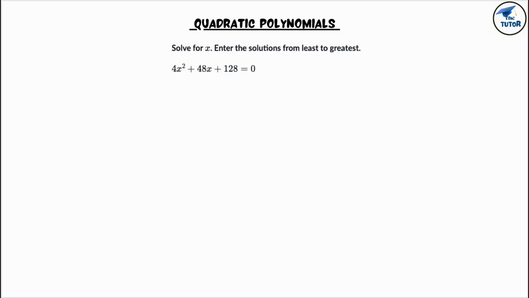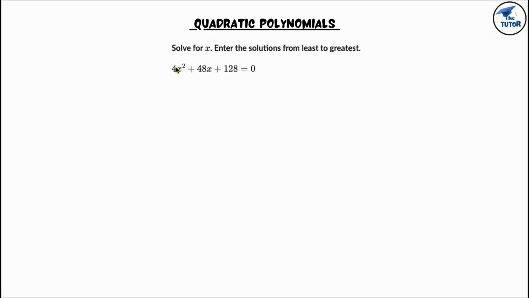Here we are going to solve a quadratic polynomial using the factor method. We will be factorizing this polynomial and we'll try to get the values of x, or the variable. So here you've got 4x squared plus 48x plus 128 equal to 0.